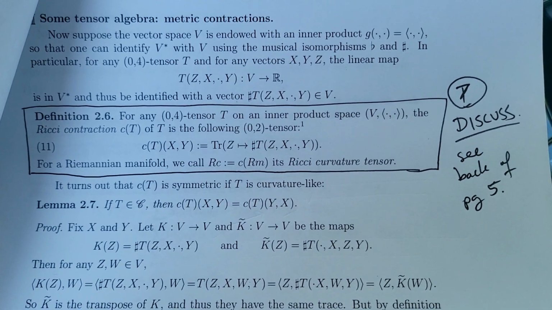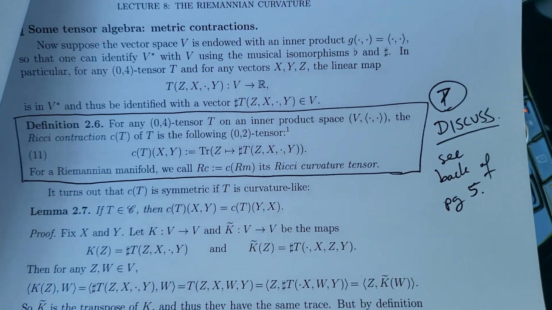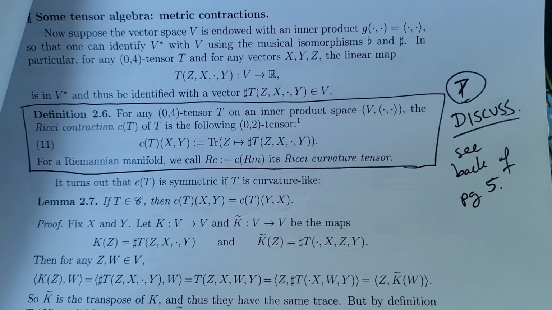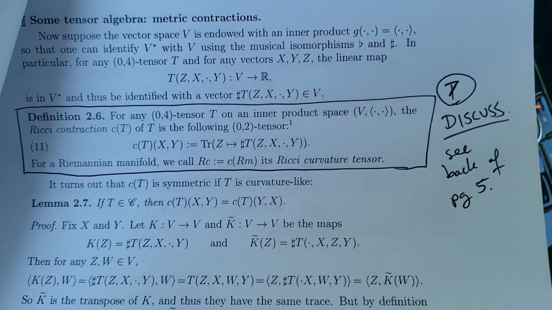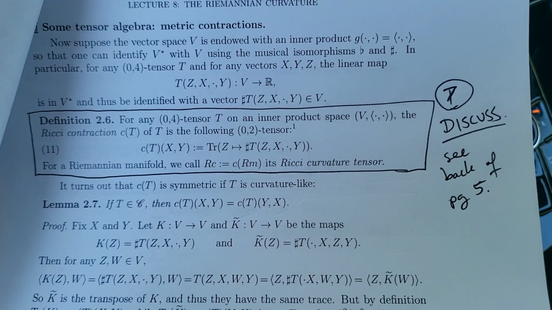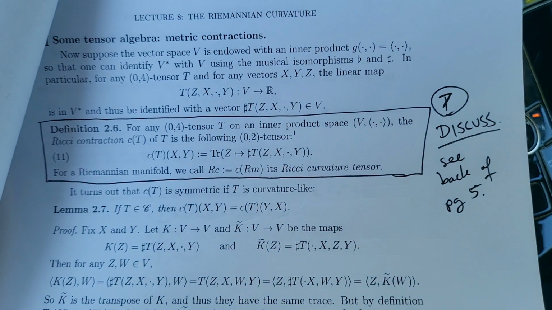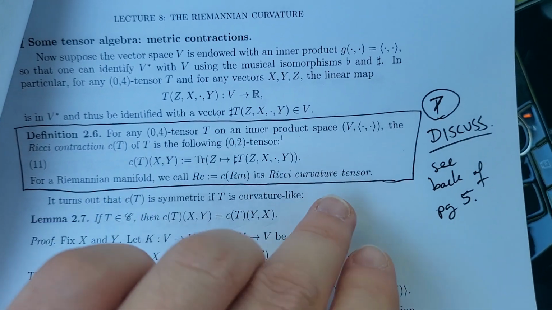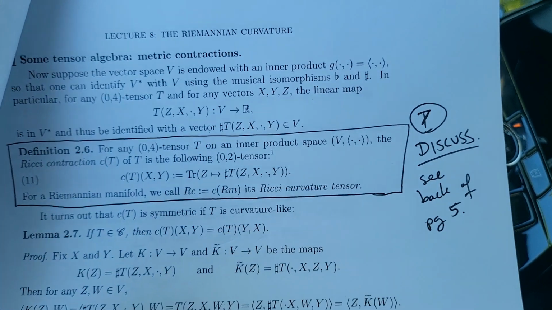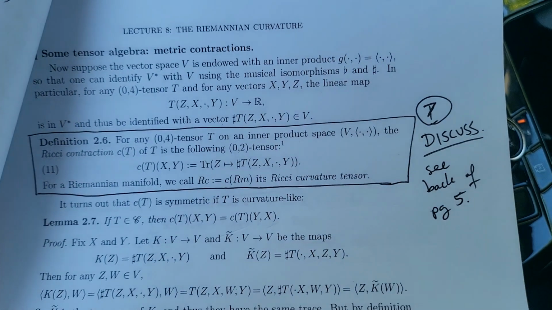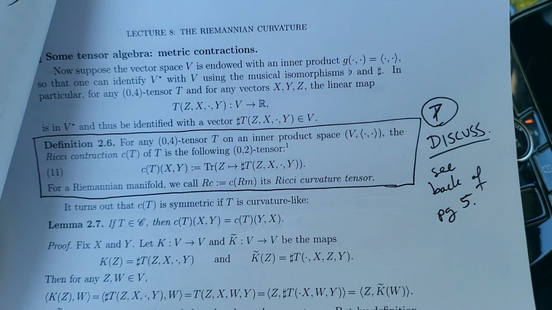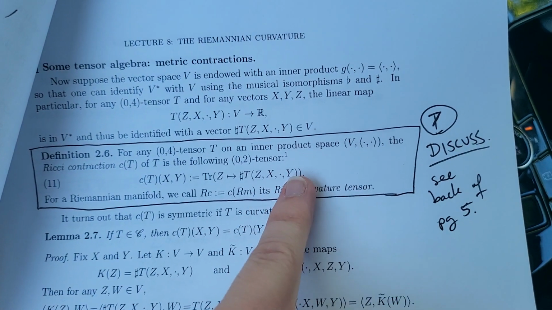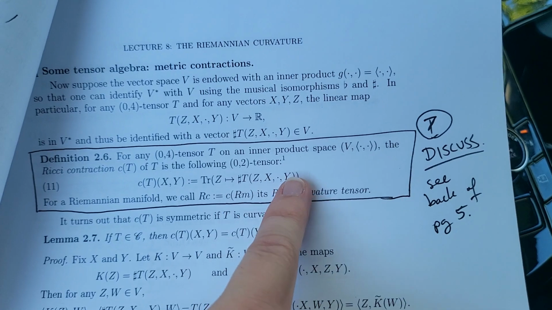Okay, so just to finish our discussion, we defined the Ricci contraction C of t of a 0,4 tensor t, given by the 0,2 tensor, which is the trace of the linear map which takes a vector and plugs that vector into the first component of the tensor. The two inputs of the Ricci contraction tensor are the second and fourth inputs of our tensor t, and then the third input is basically the input of the covector, which turns this t of z x dot y into a covector. We take the sharp map, that gives us a vector.